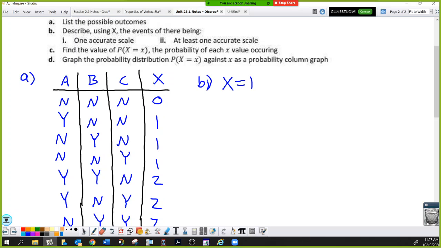What would at least one accurate scale look like? Greater than or equal to 1, but that would be 1, 2, or 3, right? But so you could also say x is greater than or equal to 1. They say the same thing. Greater than or equal to 1 is easier, but it's important that you understand that means that was 1 or 2 or 3, and when we string our statements together with ors, what are we supposed to do?